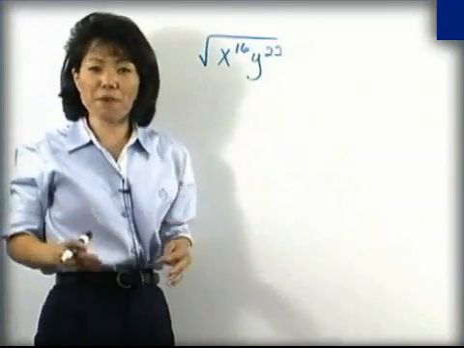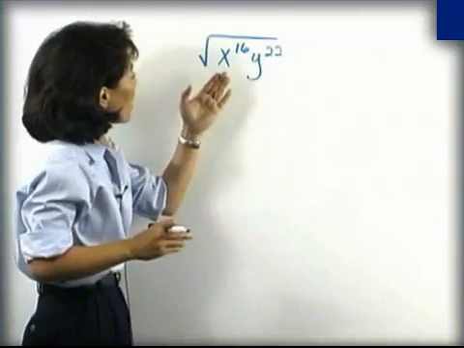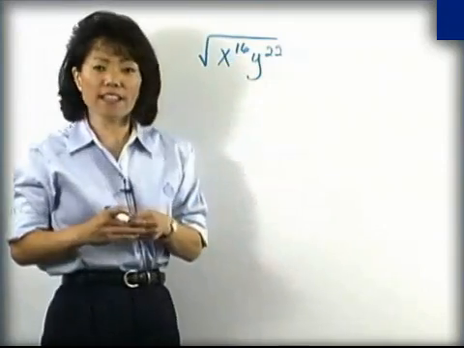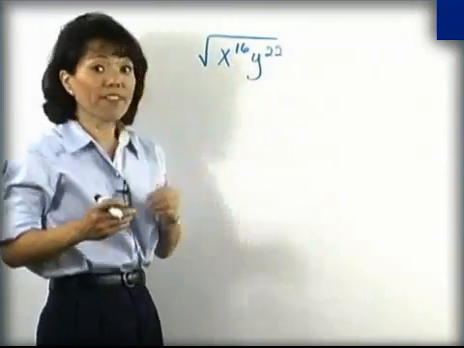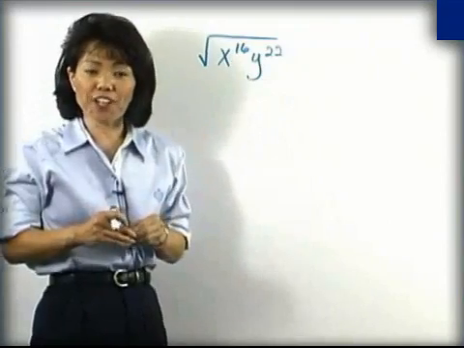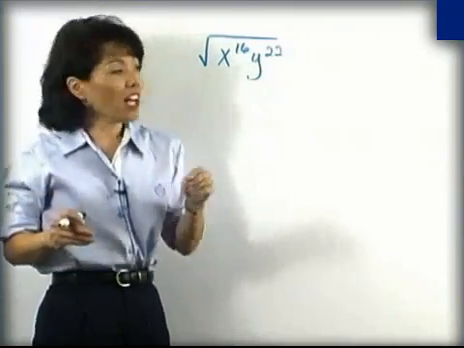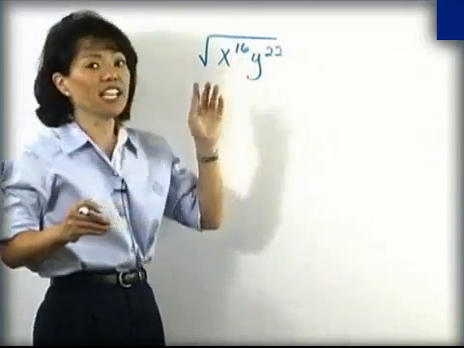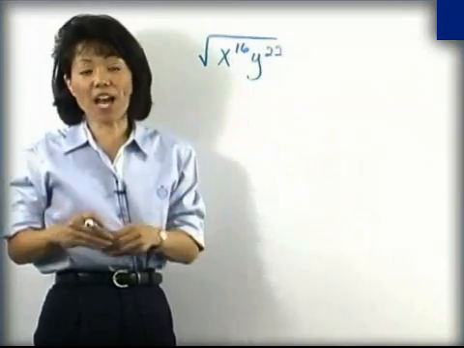Remember x to the 30th power we did just a few minutes ago? We have to ask ourselves, x to the 16th, is that a perfect square? Well, you're thinking, yeah, that happens to be 4 times 4. You're correct. 16 is a perfect square. But we're not looking for the square root of 16. We're looking for the square root of x to the 16th power.